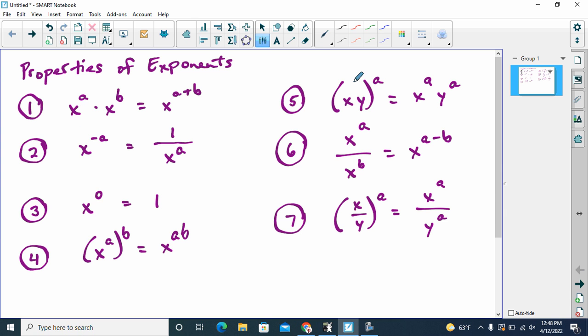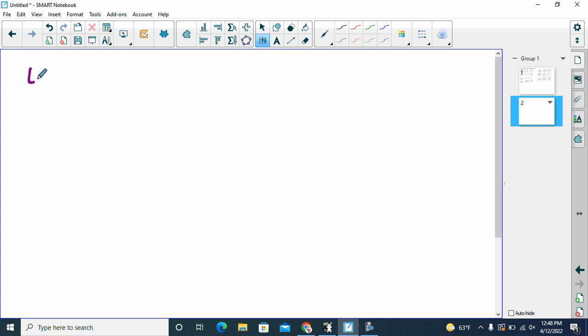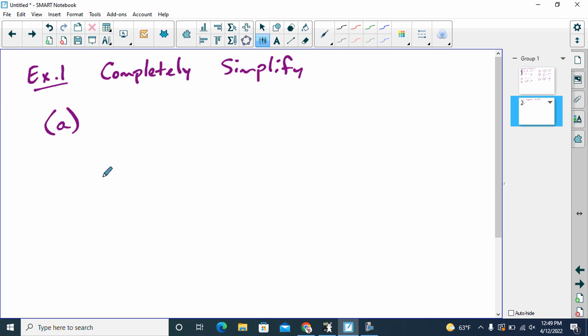So these are the general properties. Let's go ahead and take a look at some, particularly that deal with 6 and 7 here. So example 1 asks us to completely simplify each of the following. Remember, in order to be completely simplified, we should never have a negative exponent. So our final answer should always have a positive exponent.